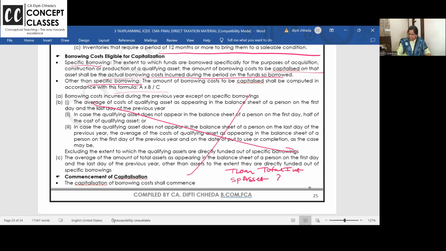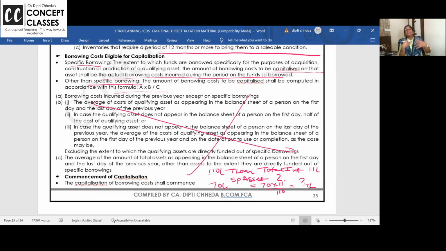Specific asset, how much interest. Total general loan: you have taken 2-3 loans, 110 lakhs in total, and on that you are paying 11 lakhs interest. Now out of 110 lakhs, one asset is 70 lakhs. So 110 lakh is the general loan on which the general interest is 11 lakhs, and 70 lakhs is one of the assets. How much for it? I want all of you to write 70 into 11 divided by 110. Is it 7 lakhs? So 7 lakhs cost you add to this asset.